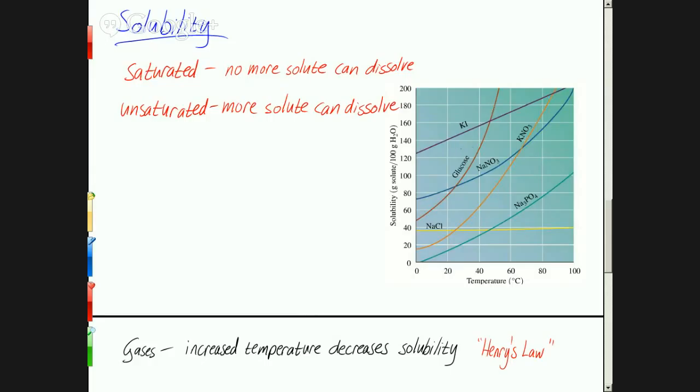If you ever made something like rock candy, you can dissolve sugar in water, and you can heat the water and get as much sugar as you can, and then you slowly cool it. And as you cool it, those sugar crystals grow out of the solution, just like the potassium nitrate crystals grew as we cooled down that solution on Monday.